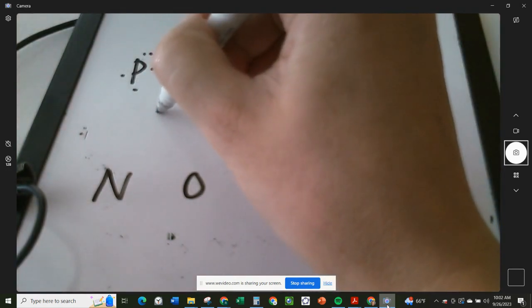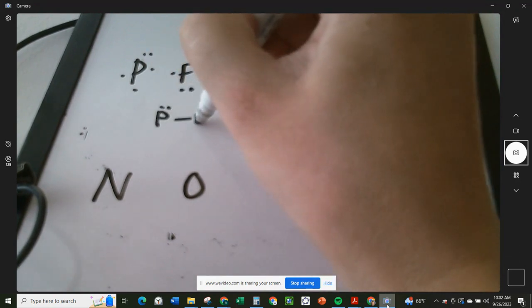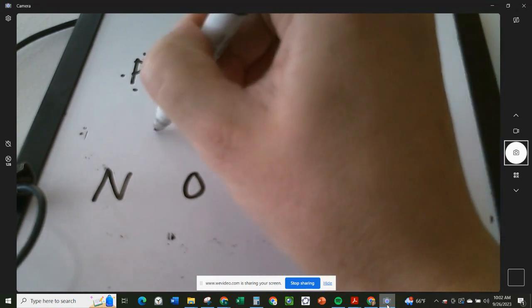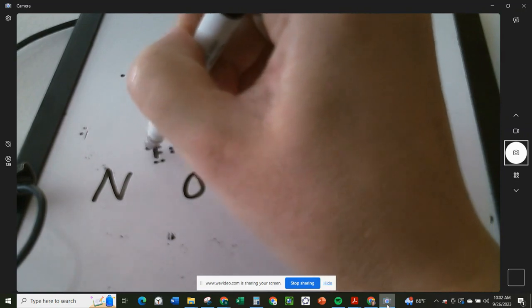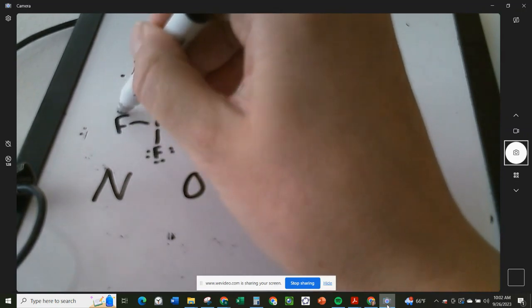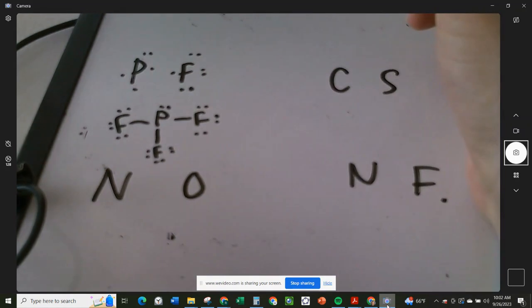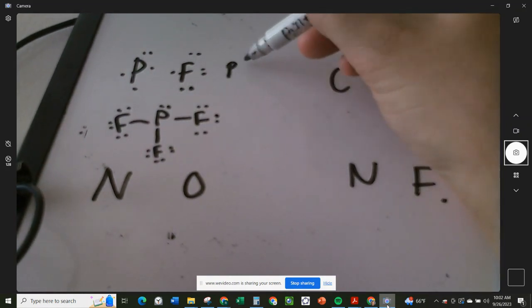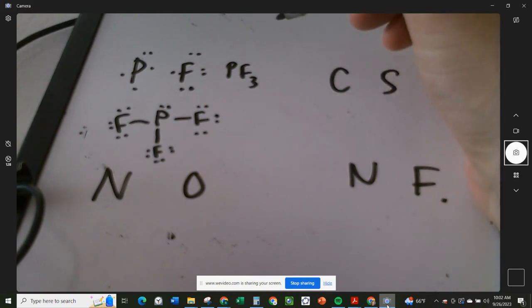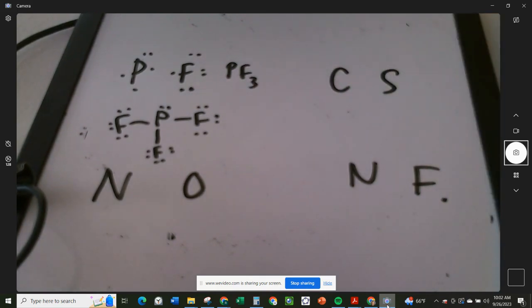So this would be something like this, where this would be the compound that would be formed between P and F, phosphorus and fluorine. And our formula would be PF3. Okay, and we can do that because we know how many valence electrons these atoms have.